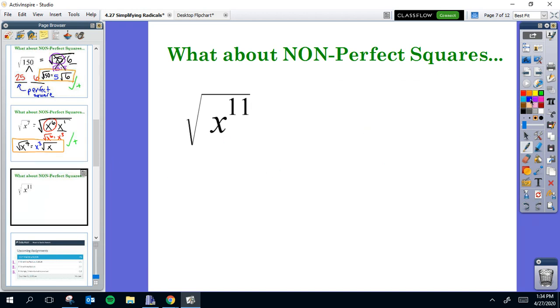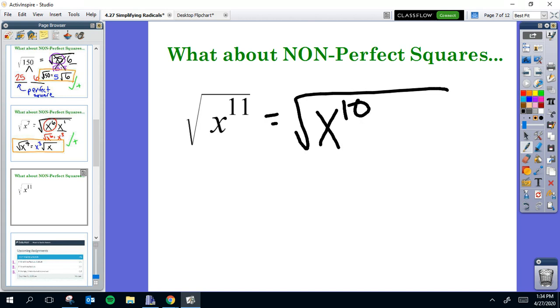You might see a pattern here for our last example. This is odd, so I can't figure out what number easily goes into it by multiplying by itself. What I'm going to do is rewrite this with a perfect square. The number below it is x to the 10th, and I know that's a perfect square. And x to the 10th times x to the 1st is equivalent to x to the 11th. I'm going to circle this.